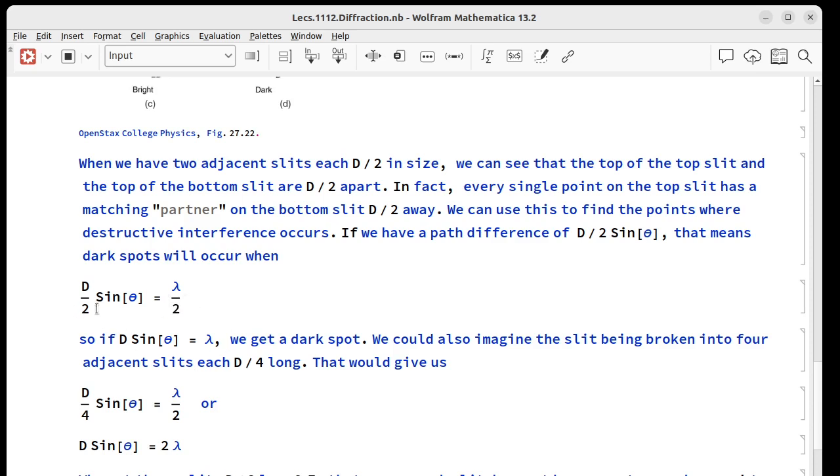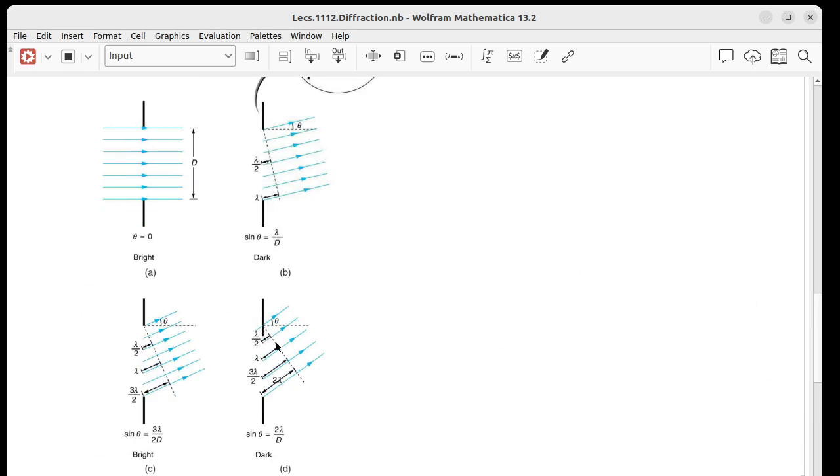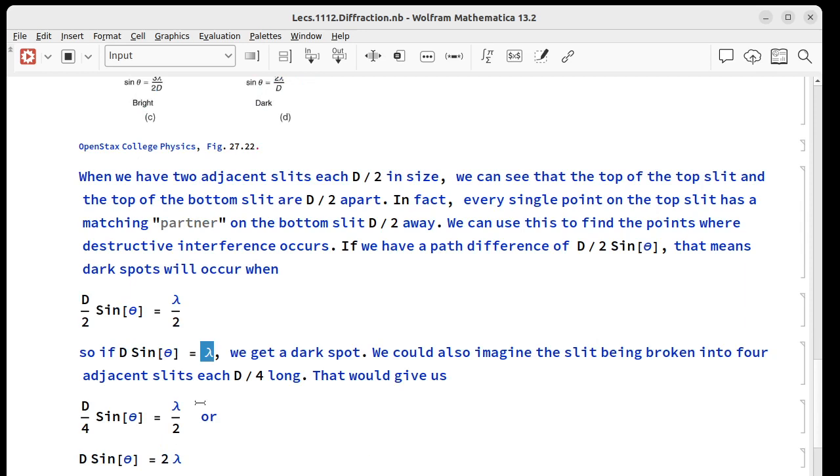So I could multiply by 2 on both sides and say, all right, if d sine theta equals lambda, we get a dark spot. What about if we broke it into 4 pieces, 4 slits? Again, each one would have a partner 1/4 of d away, and those partners could cancel each other out. So we'd have d over 4 sine theta equals lambda over 2, giving us destructive interference. We could do a little algebra and write that as d sine theta equals 2 lambda.